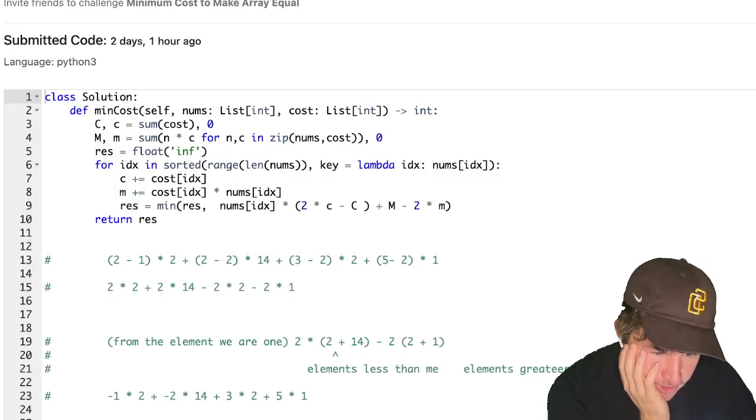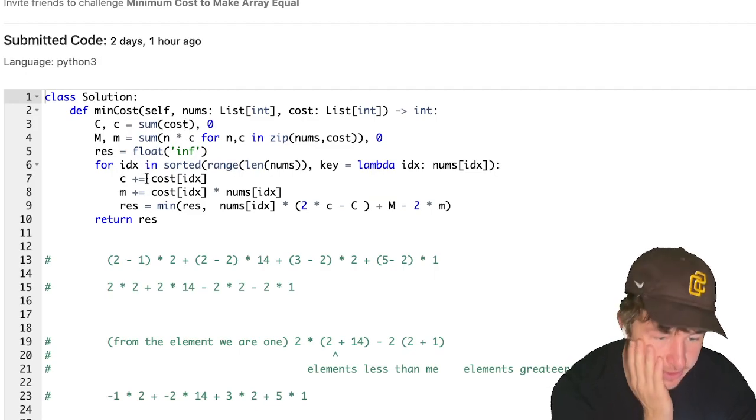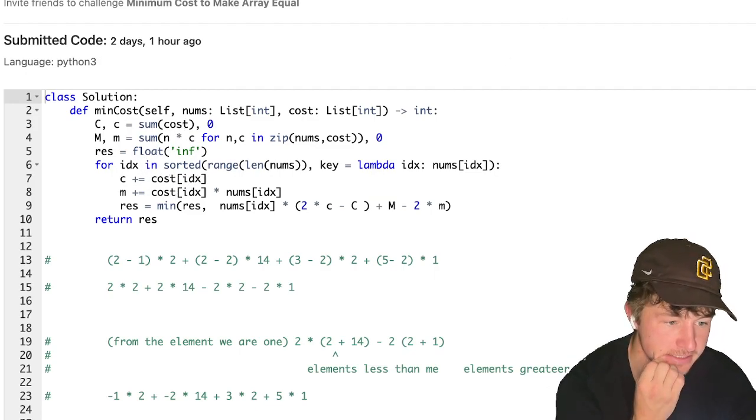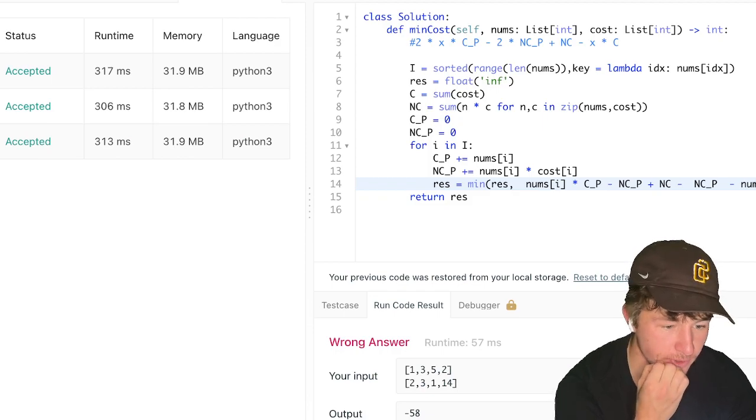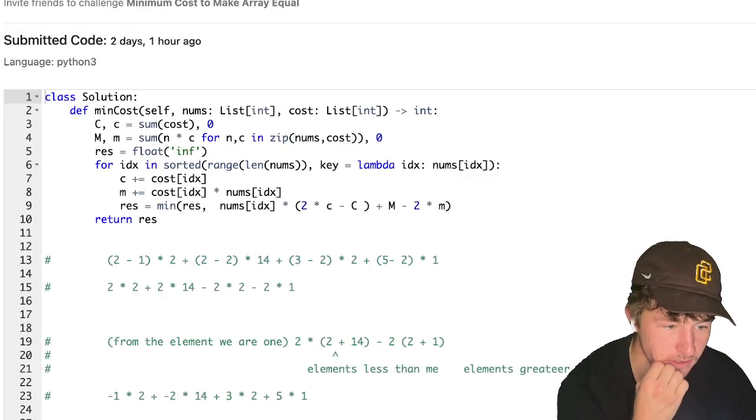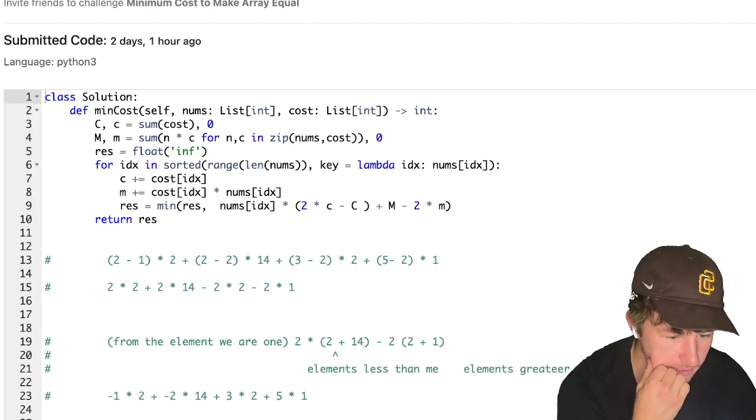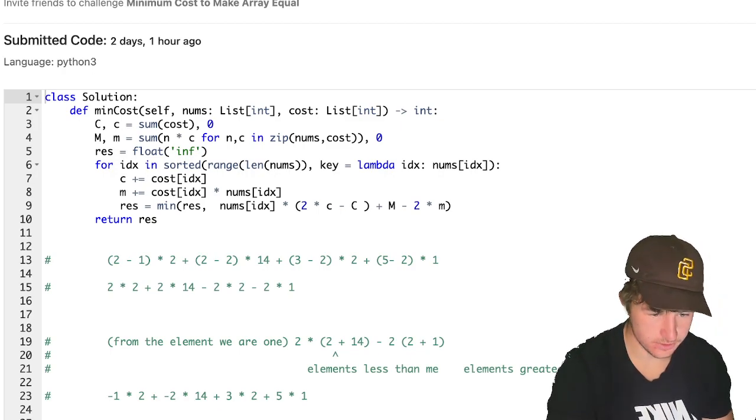Sorted based on nums of index. You just look at each index in the range. Zip cost. Cost equals cost of index. NC prime plus equal nums of index. All right, let's draw this out.